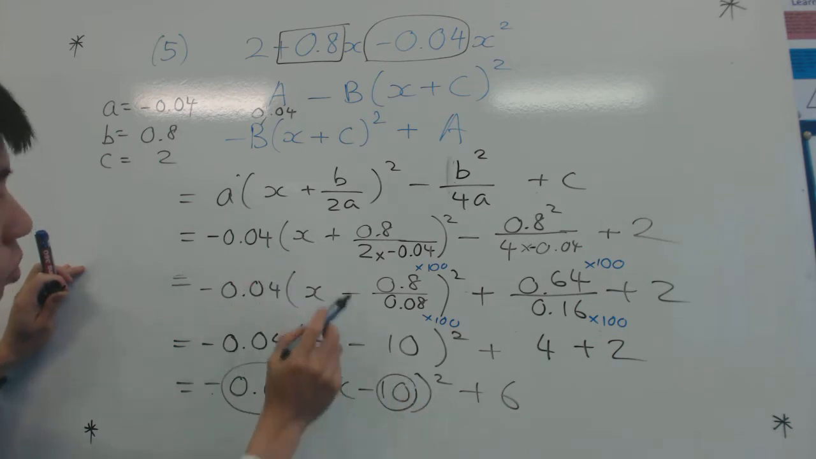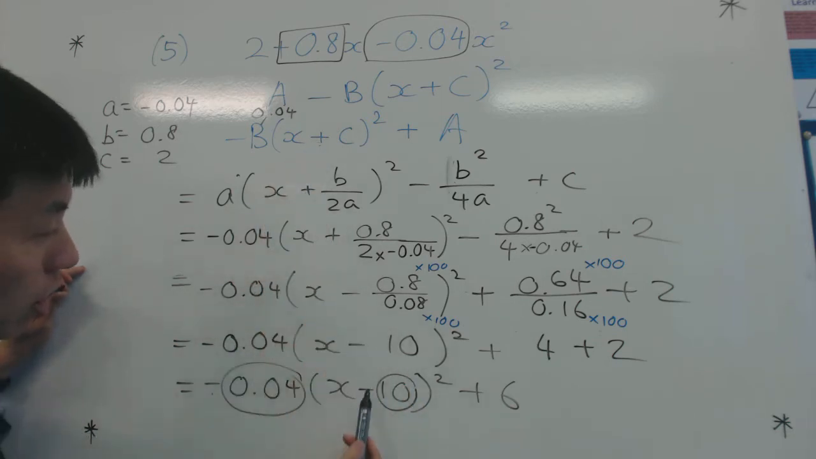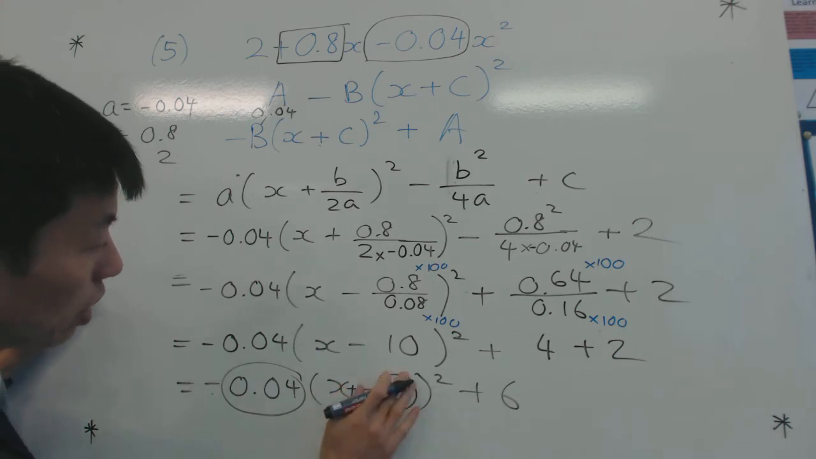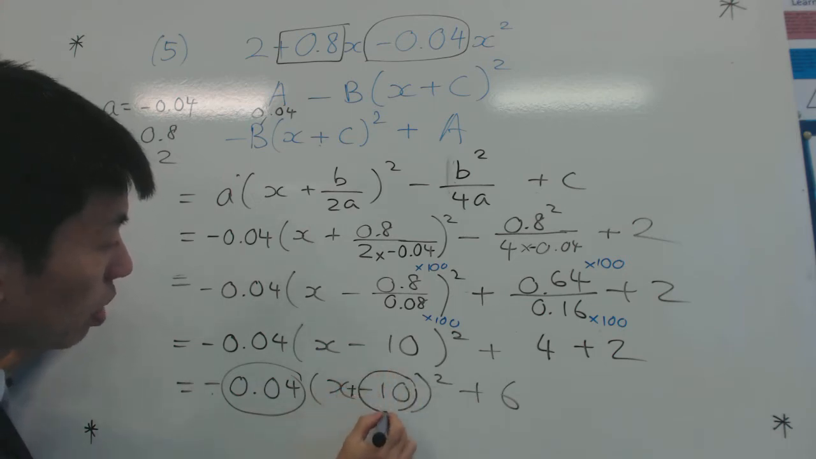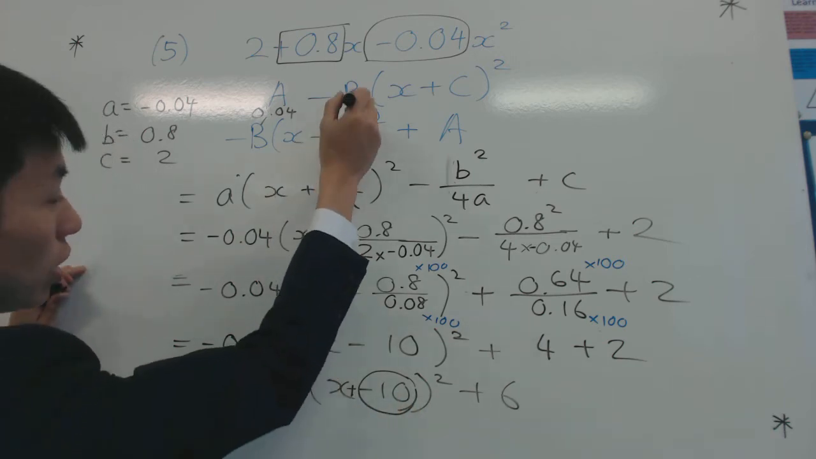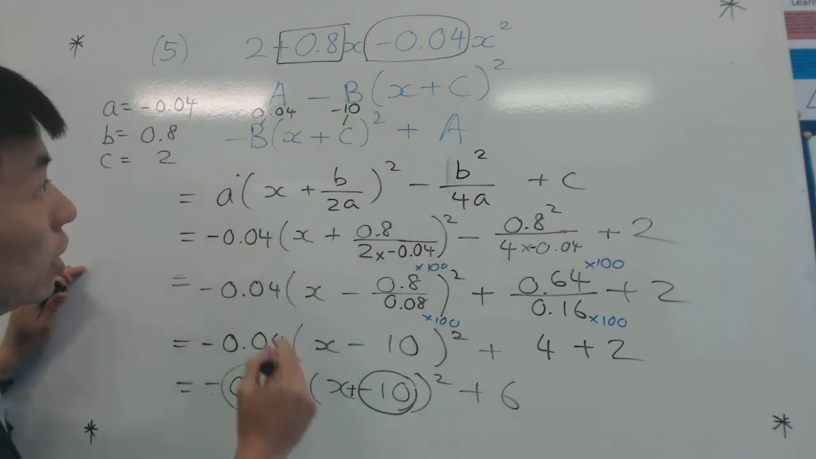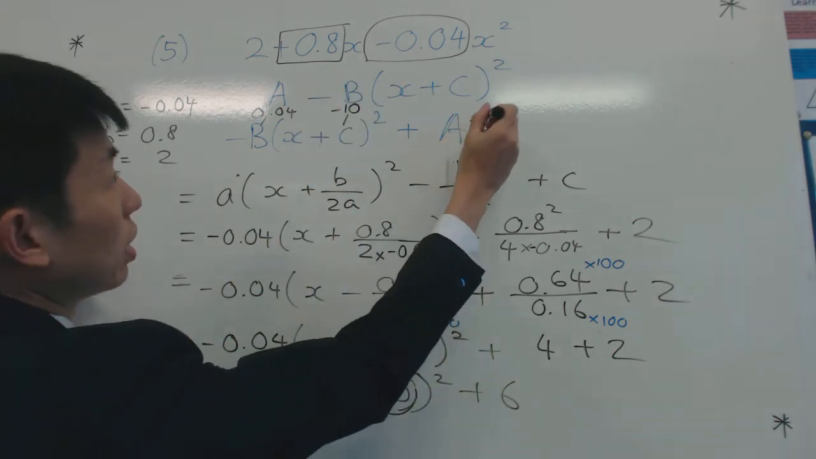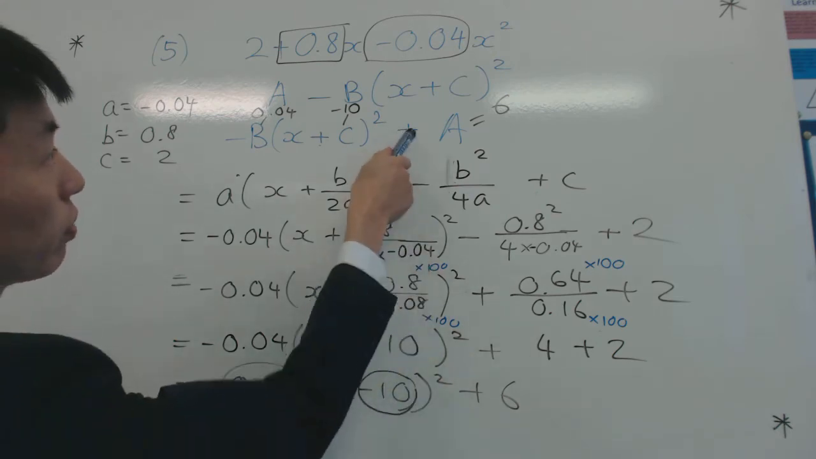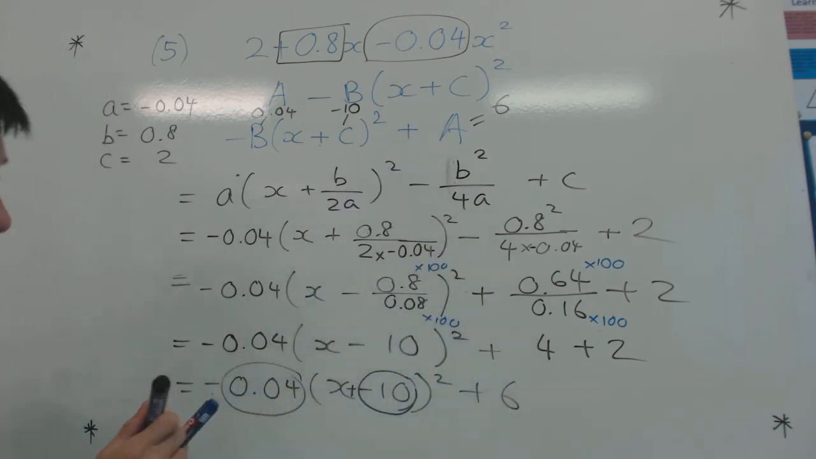Okay, and C. Now notice this is a positive 10. So if you think about this, it's actually x add a minus 10. So your actual C constant is actually minus 10. And finally, A is 6. Okay, so it's a positive there. So it's just the A.